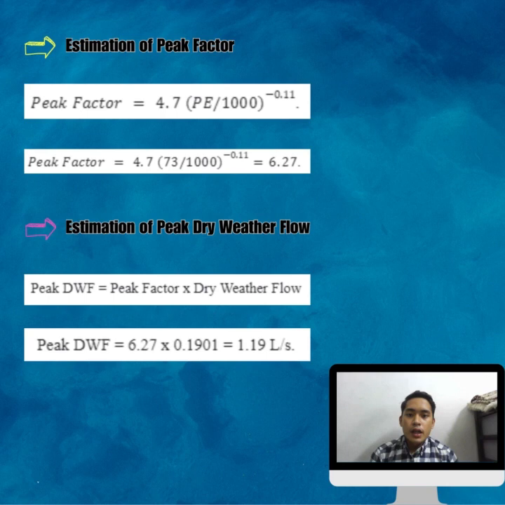For the peak factor, the equation is 4.7 times PE per 1000 to the power of negative 0.11. So we insert the value of PE and we get a peak factor of 6.27. After that, we must estimate the peak dry weather flow. The formula for peak dry weather flow is the peak factor multiplied by the dry weather flow that we got. So for peak dry weather flow, we get 1.1 liters per second.